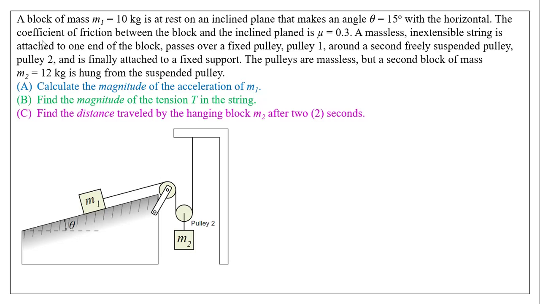Alright, so here we have a block of mass M1, which is 10 kilograms, at rest on an inclined plane that makes an angle of 15 degrees with the horizontal. The coefficient of friction between the block and the inclined plane is 0.3.